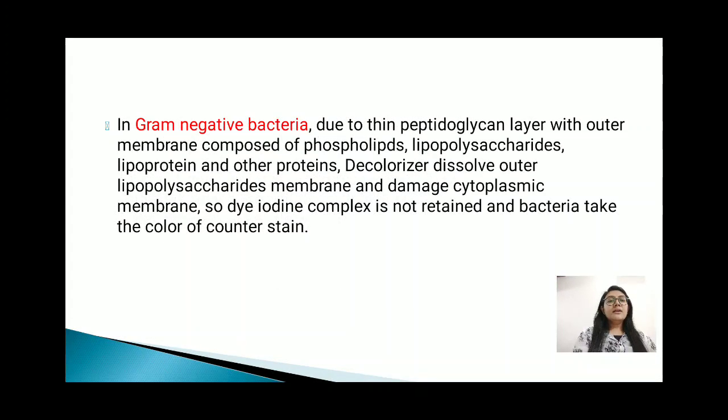On the other hand, gram negative bacteria have a thin peptidoglycan layer with outer membrane composed of phospholipid, lipopolysaccharide, lipoprotein and other proteins. Decolorizer dissolves outer lipopolysaccharide membrane and damages the cytoplasmic membrane. So diiodine complex is not retained. Bacteria take the color of counter stain.